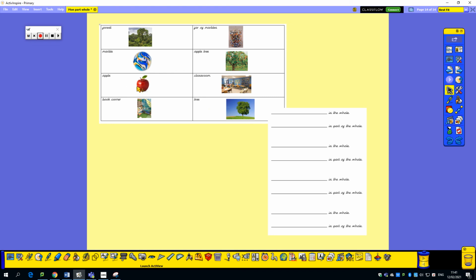You've got an apple here, and I can see an apple tree on the other side. So this time the apple is the part, and the apple tree is the whole. So the first task is to match up the parts and wholes, either by colouring the whole boxes the same colour or by drawing lines. And then on the next page in your pack, you've got the sentences like we've just worked through together. So you just need to fill in the gaps. Is the whole, is part of the whole.